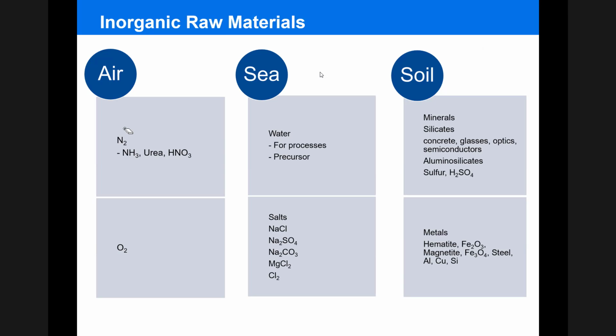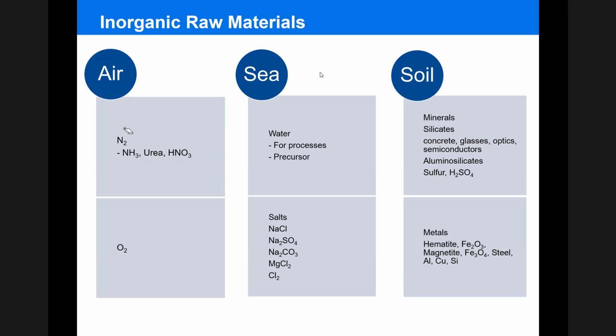Oxygen is generally used for oxidation steps and processes in different inorganic and organic industries. Another source for precursors is the sea, which is the major source for water that is used typically for most of the chemical processes, and it's also used as a precursor for some industries. The sea is also a source for different salts, simple inorganic salts like sodium chloride, sulfate, carbonate, bicarbonate, and magnesium salts, and chlorine gas.